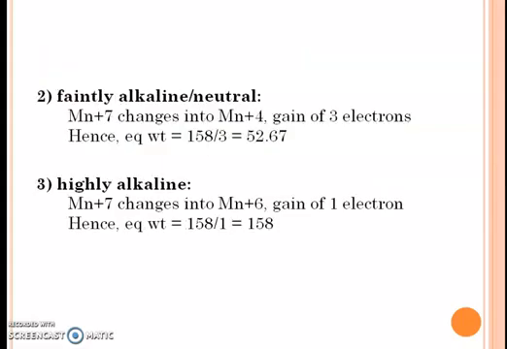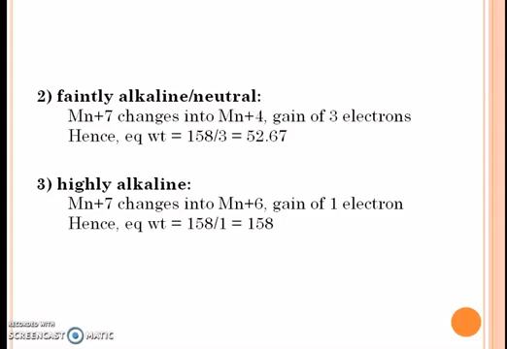In faintly alkaline or neutral medium, the valency of manganese changes from +7 to +4, that is gain of 3 electrons, so equivalent weight will be molecular weight divided by 3, that is 52.67.